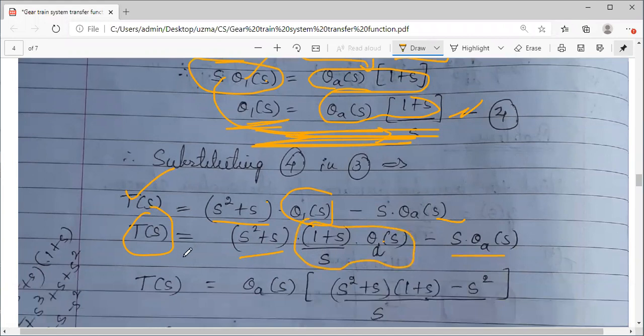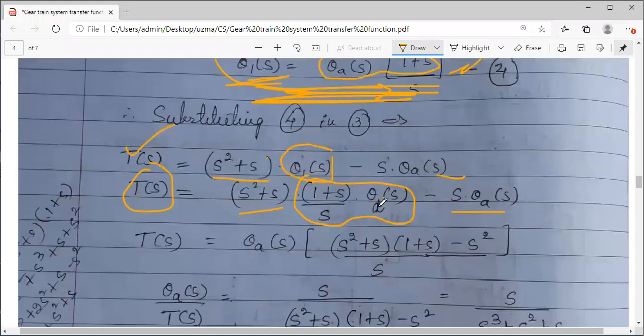Now from this equation, you can find the output by input. In the case of mechanical systems, displacement is your output, and the applied force or torque is your input. So theta by T I need to find.